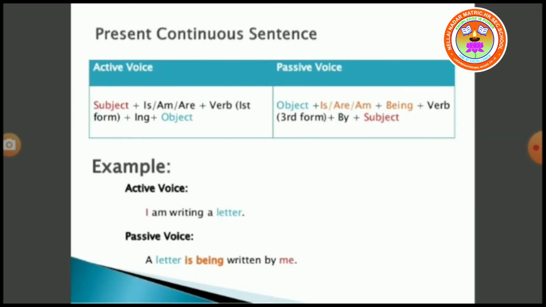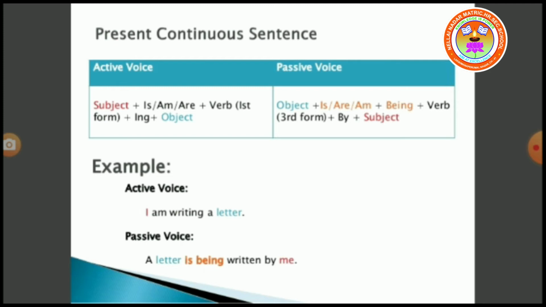Next, present continuous tense. Active voice structure: subject plus is, am or are plus verb base form plus ing plus object. For example, I am writing a letter. I is the subject, am writing the present continuous verb, a letter the object.